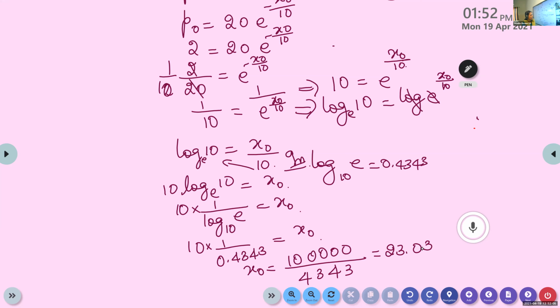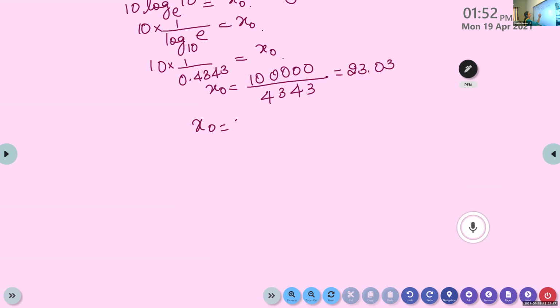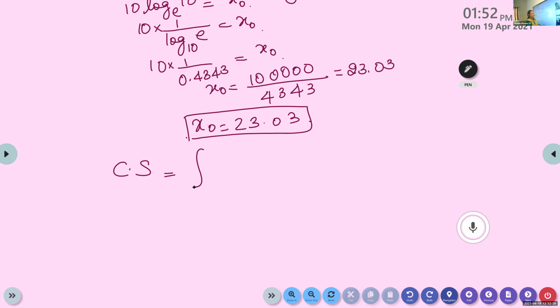So x naught value we got as 23.03. Once you get x naught, find the CS. After getting x naught equal to 23.03, our aim is to find CS. Consumer surplus, what is the formula? Shubham, give the formula. Shubham is there? No.